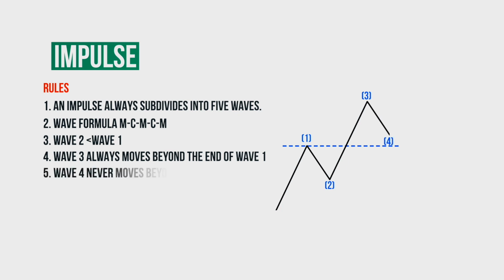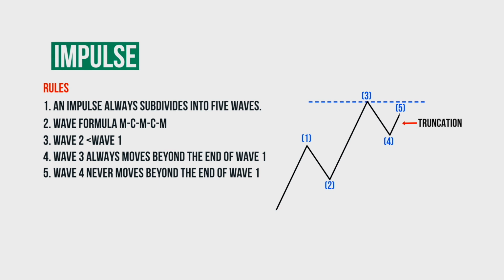Further, the end of wave 4 always ends above the end of wave 1. In other words, in its construction, wave 4 always ends above this horizontal line, which is drawn through the top of wave 1. And as for the fifth wave, it is not so strictly limited by the rules. It can end both below the end of wave 3, in which case it is called a truncated fifth, and above the end of wave 3. In these cases, it is said that wave 5 is normal in size.